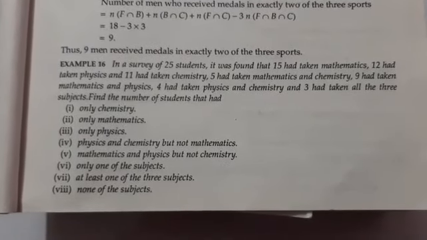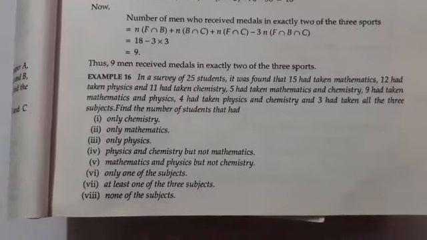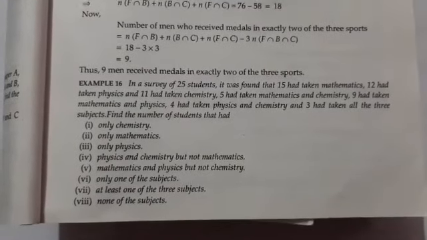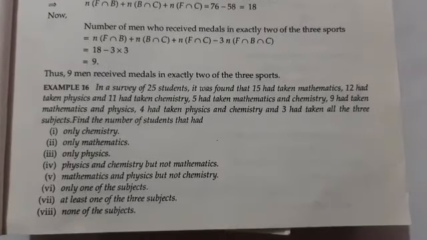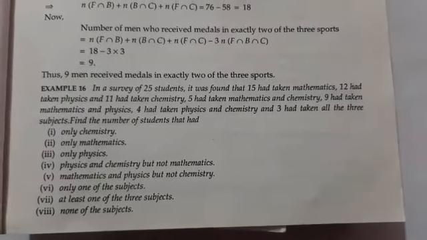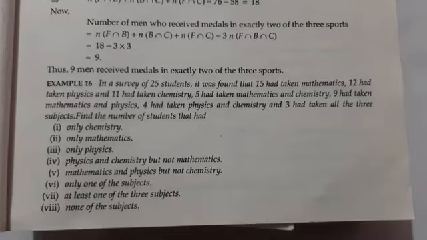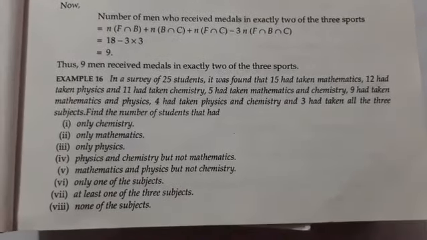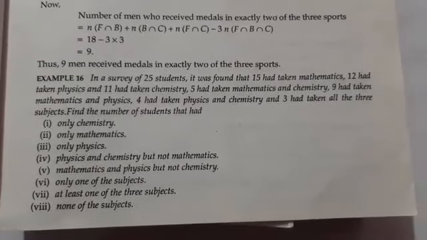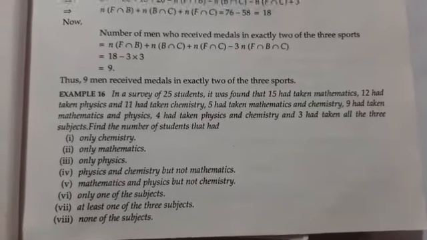9 had taken mathematics and physics and 4 had taken physics and chemistry. And 3 had taken all the three subjects. Find the number of students that find. Here several questions are given. We are going to deal with the questions one by one. Okay. Now let us see.